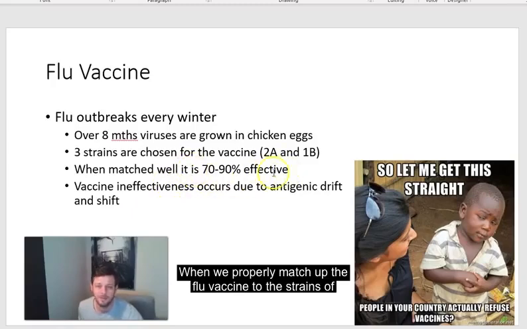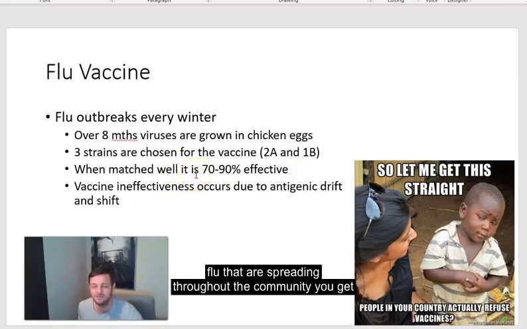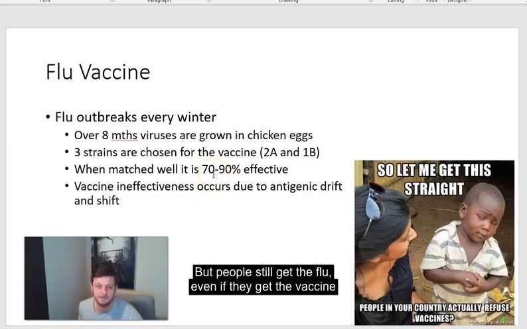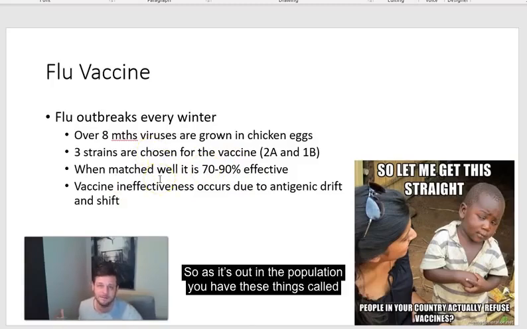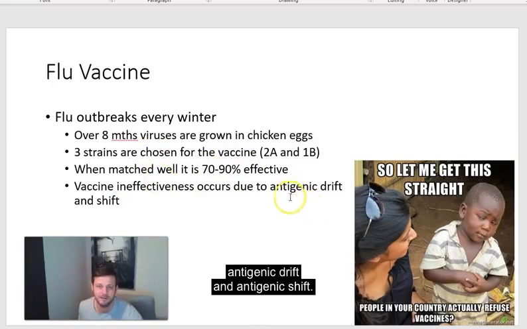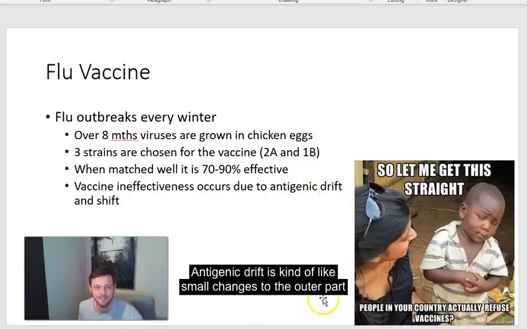When we properly match up the flu vaccine to the strains of flu that are spreading throughout the community, you get about 70 to 90% effectiveness. Pretty good. But people still get the flu. Even if they get the vaccine, there's still a chance of getting the flu. Even if you match it right, there's still a chance. But the flu also mutates, right? So as it's out in the population, you have these things called antigenic drift and antigenic shift.